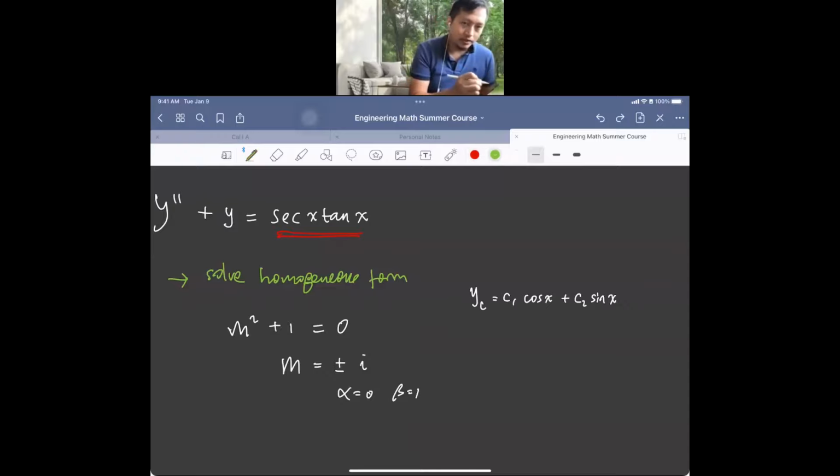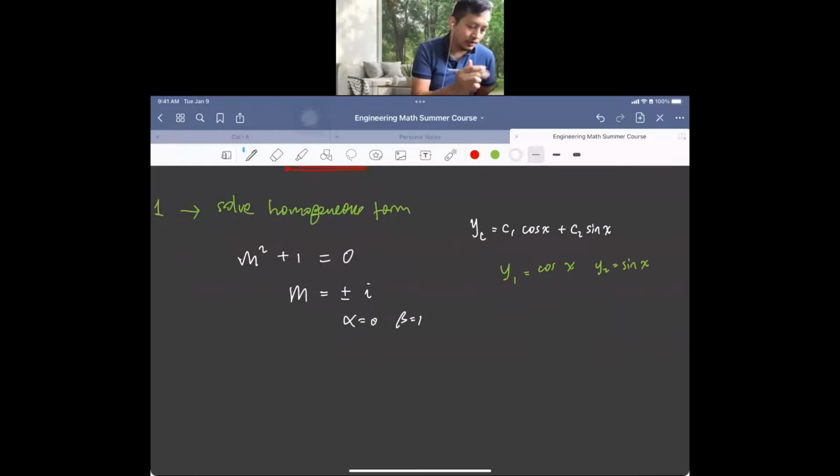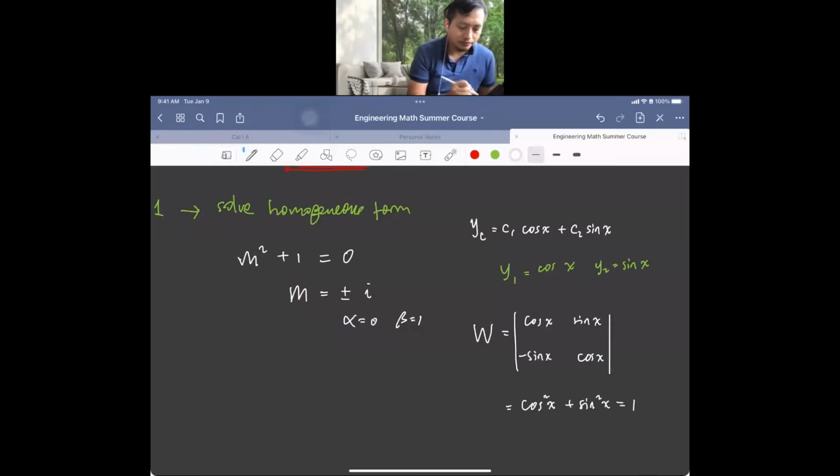So from here we get the idea that y1 is cos x and y2 is sine x. And then we can move to taking the Wronskian, with cos x and sine x, and in the second row we have the derivatives, negative sine x and then cos x. And then find the determinant, so cos squared x minus minus, so plus sine squared x. So it's just 1. So we just need to calculate W1 and W2 because the Wronskian is just 1.